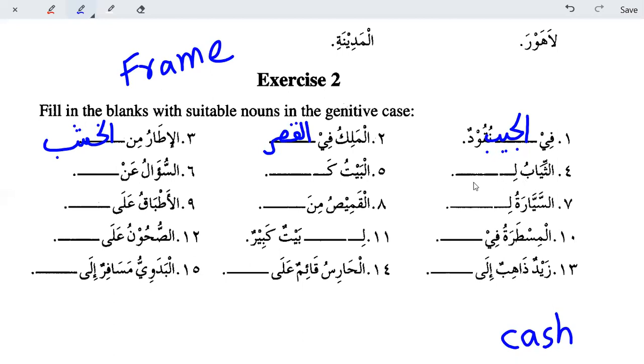Ath-thiyab li Ahmad. The clothes belong to Ahmad. Okay. Next.